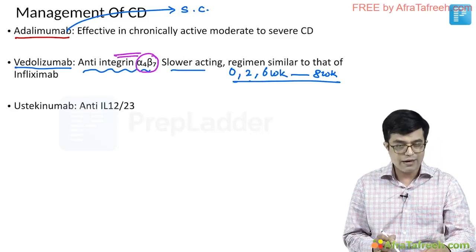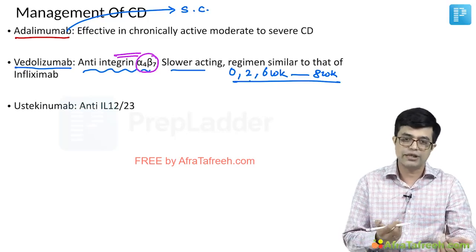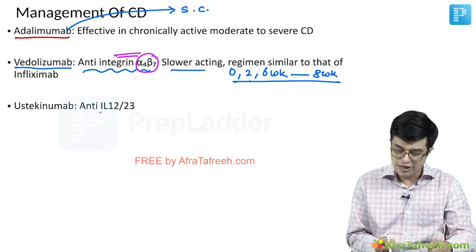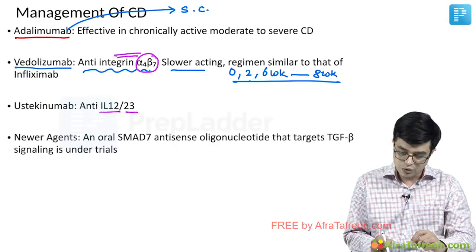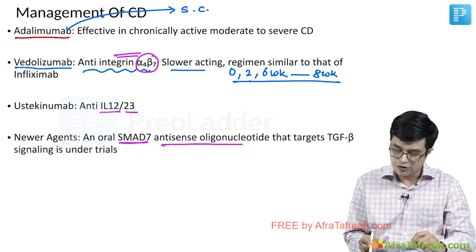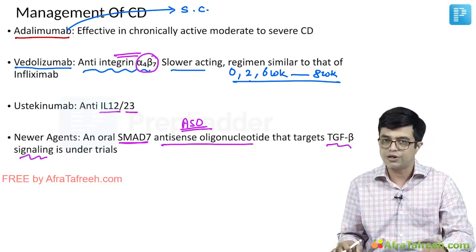Then is ustekinumab, which is sometimes used, not very frequently used, more frequently used in adults. It is anti-interleukin 12 and 23. It targets the Th17 pathway. Newer agents include an oral SMAD7 antisense oligonucleotide. It is also called ASO therapy, which targets TGF beta signaling. It is currently under trials and it's not yet approved.